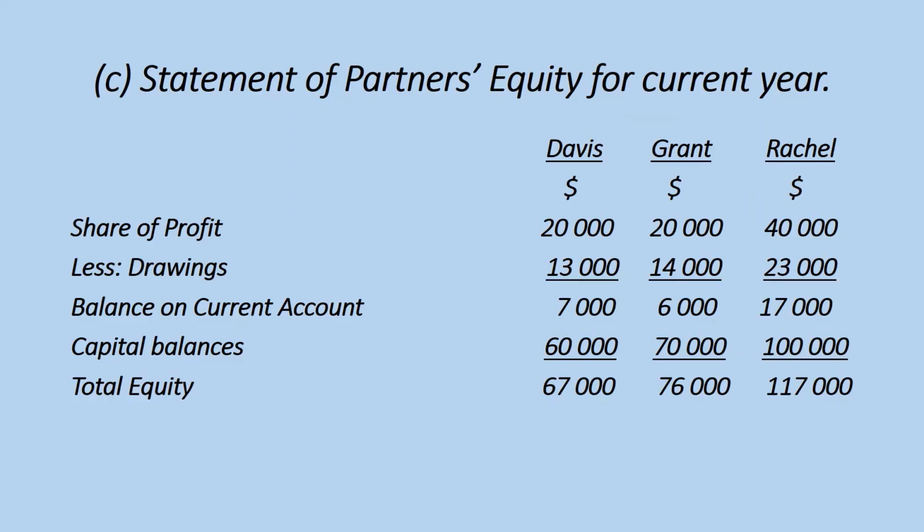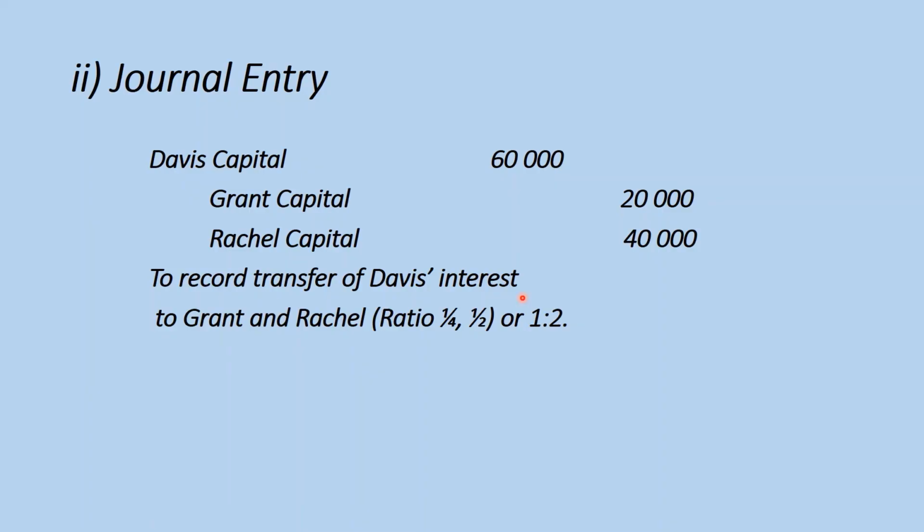So the final entry would be Davis Capital 60,000 debit and Grant Capital 20,000, Rachel Capital 40,000 credit, to record the transfer of Davis's interest to Grant and Rachel. Notice the 80,000 we did not use, because that is a private transaction between the owners, between the partners. It does not enter the books of the company.